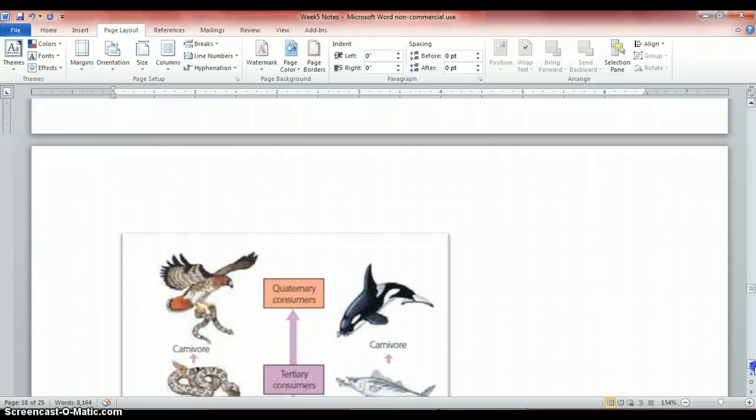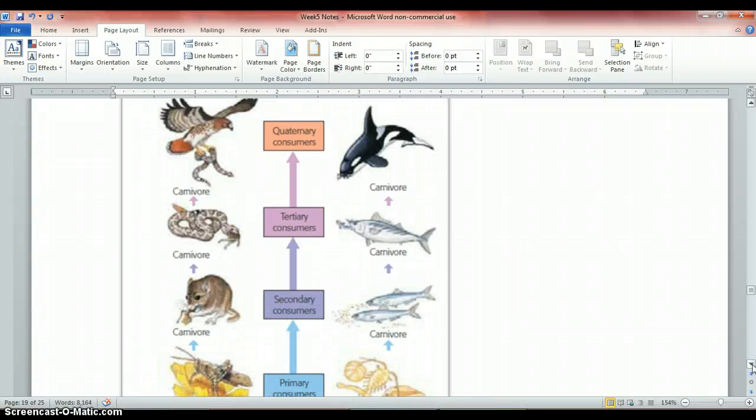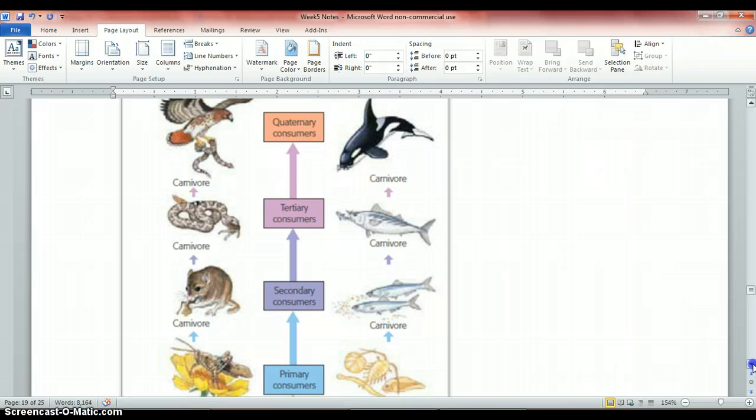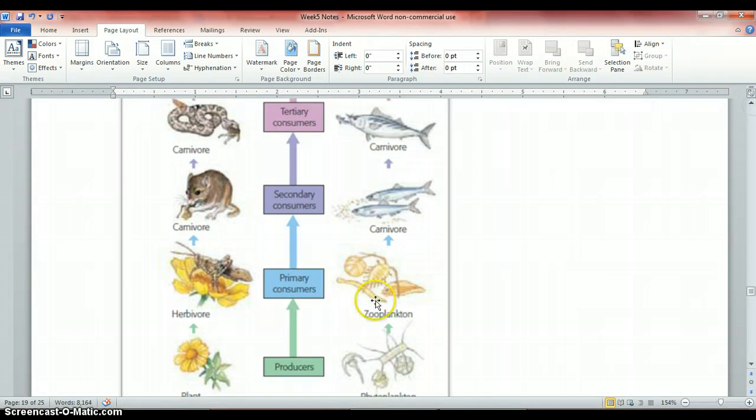Scrolling. All right, so here we're going to have, let's see, scroll up. Can we see it all? So at the top we have quaternary consumers, tertiary consumers, secondary consumers, primary consumers. At the very bottom are our producers. This is an example of a food chain because there's just one line that goes up, right? So if you have a plant, it's going to be eaten by the first consumer, primary, which is our herbivore.